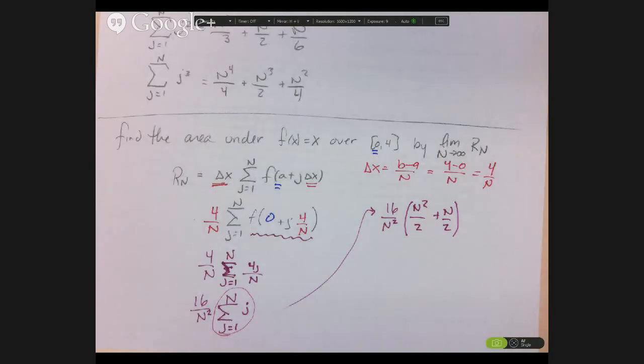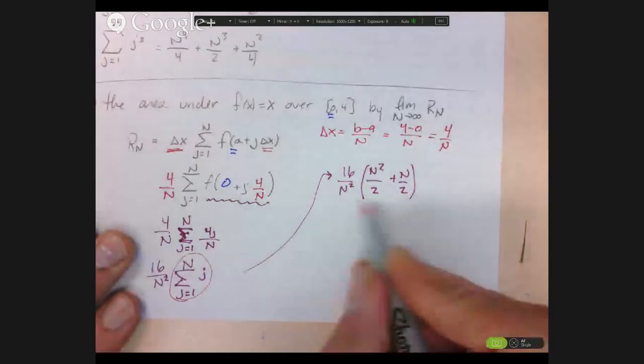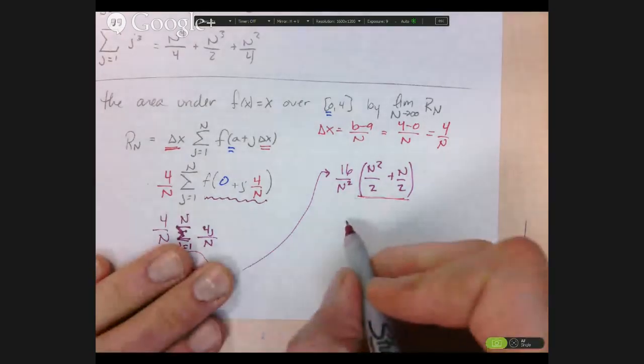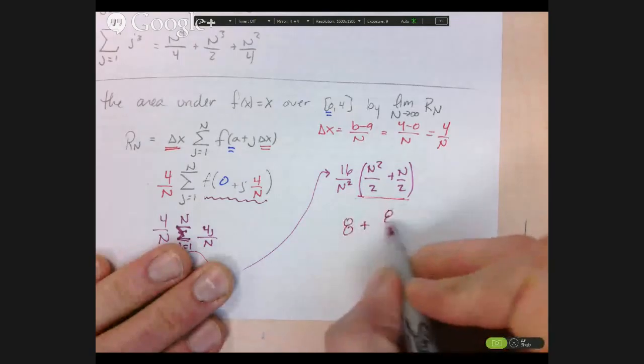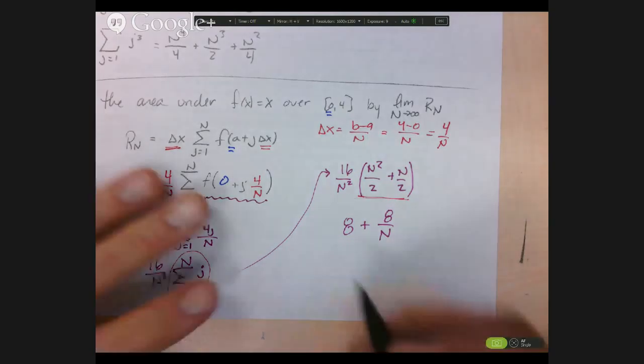Yeah, those are 2s. Okay. So that's the power sum for this. Now distribute. And what do we get? Yes. Okay, so that's our final simplified formula. And then what? Now we're going to take the limit as n goes to infinity.